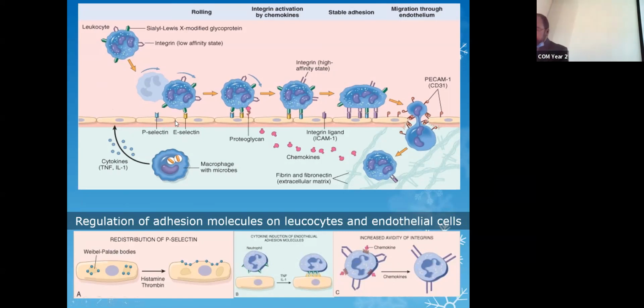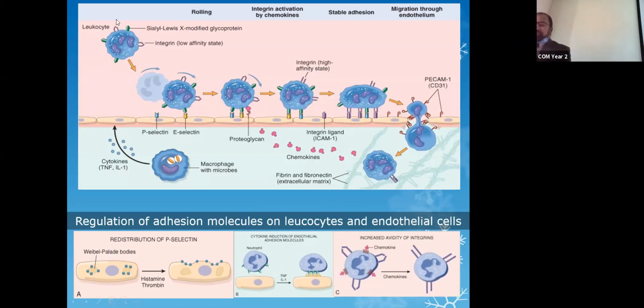Not only this, tumor necrosis factor and interleukin 1 also activate this endothelium, and they activate the integrin ligands, which are ICAM and VCAM, intercellular adhesion molecule and vascular cell adhesion molecule. So these two are then activated, right? Now, this is exactly the same.